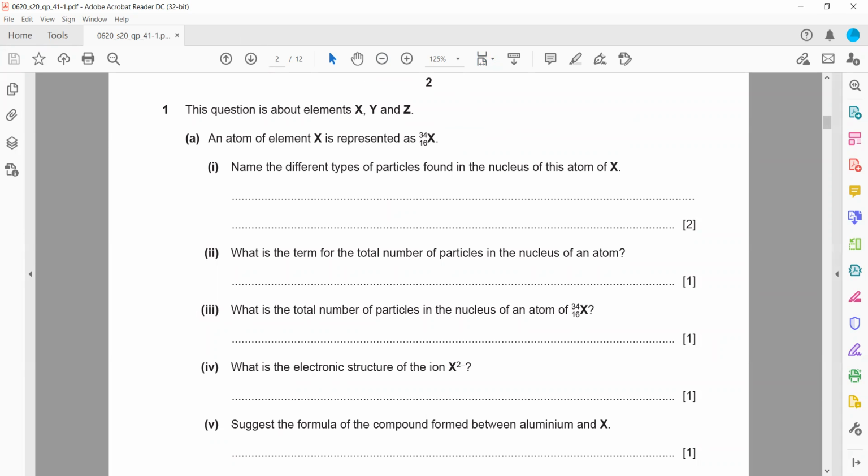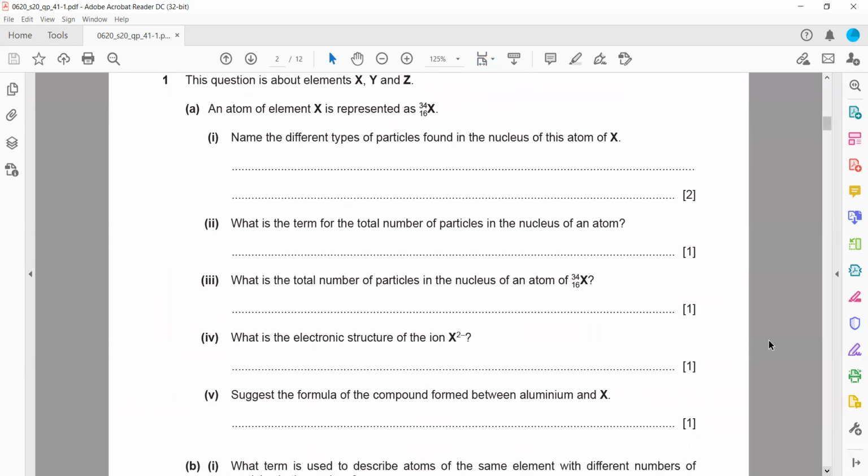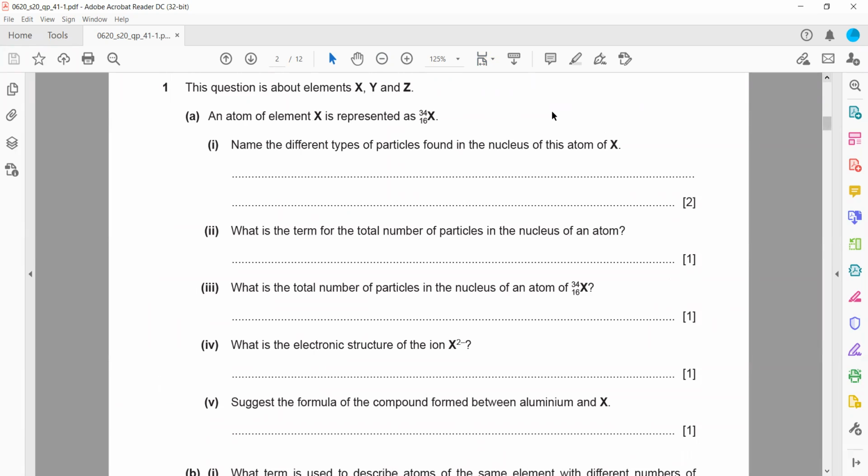Name the different types of particles which are found in the nucleus of an atom. What kind of particles, or what is the name of the particle which we find in the nucleus of an atom? So what are those particles inside the nucleus?